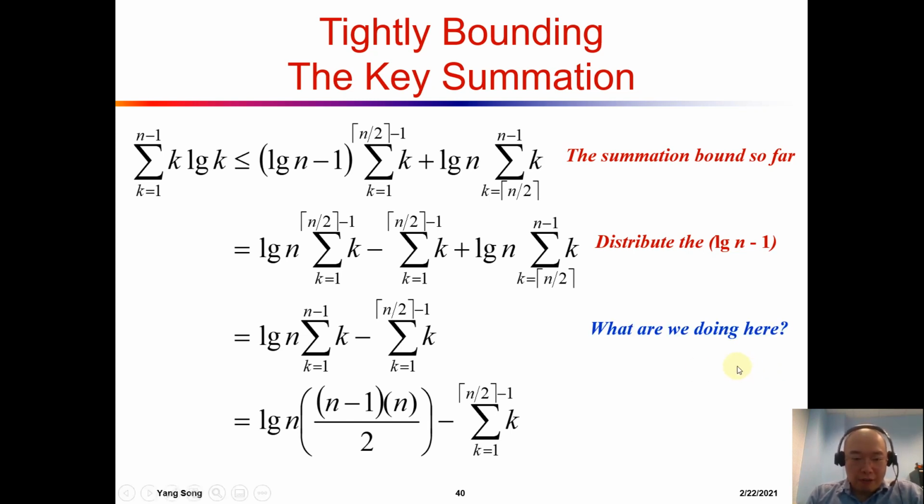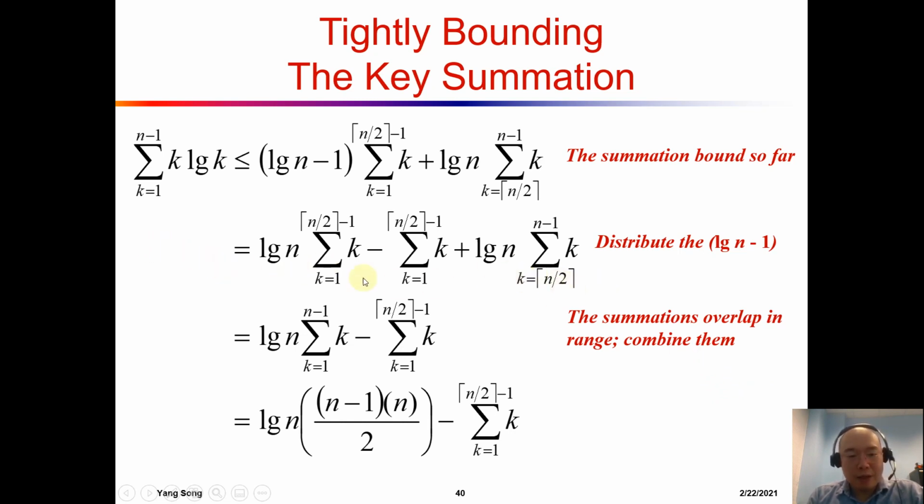So what are we doing here? For this part, we are combining two of the summations. The first summation is from k equals 1 to half n minus 1, and the last summation is from half n to n minus 1. So the first and the last summation can be combined together. Let's go ahead and do that. After that, you have a summation of k from 1 to n minus 1.